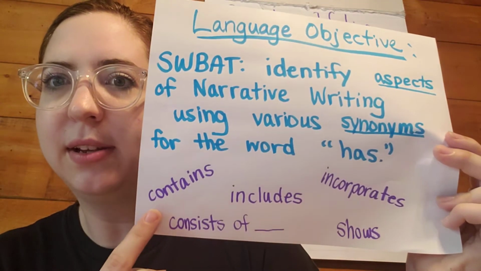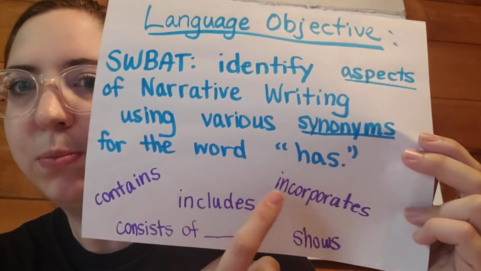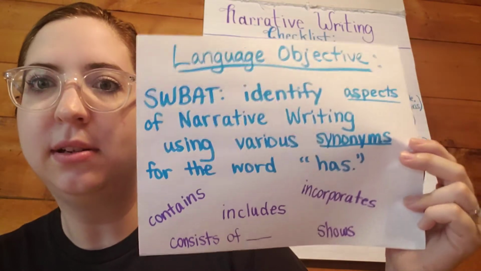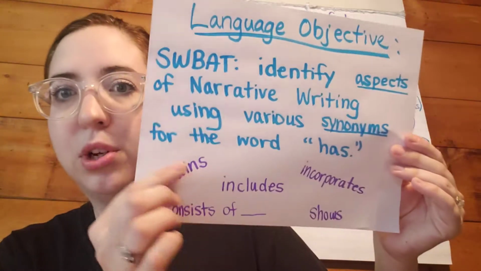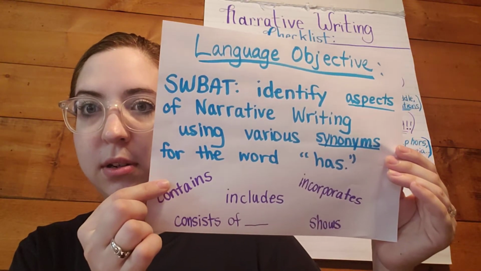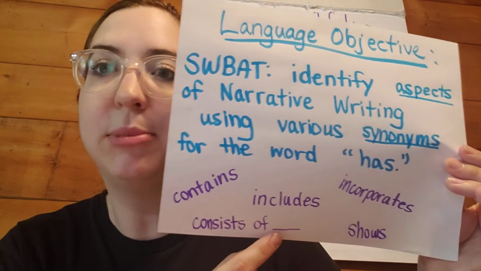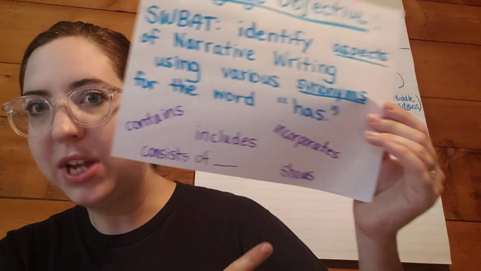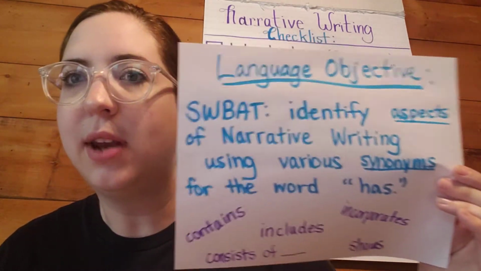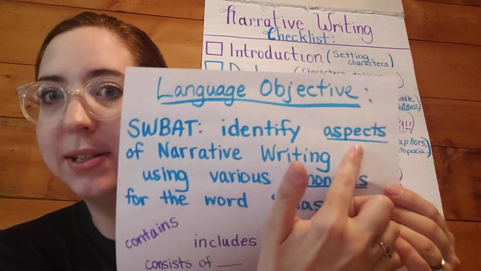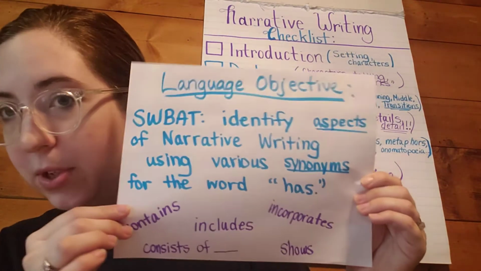So narrative writing contains dialogue. Narrative writing incorporates sensory details. Okay? Narrative writing includes transitional phrases to show order. Or narrative writing consists of figurative language, like similes and metaphors. Okay, so can you challenge yourself to use some of these synonyms for the word has when you're talking about narrative writing and the different aspects or parts of narrative writing? Okay, so we'll be talking about this language goal throughout this lesson.